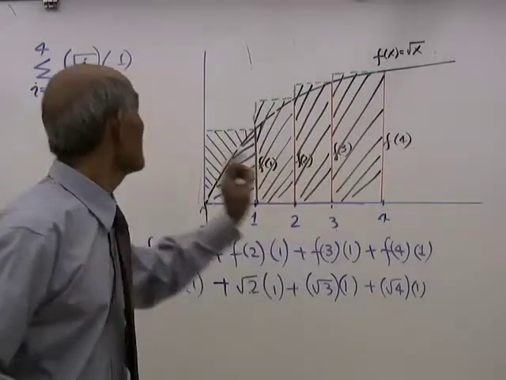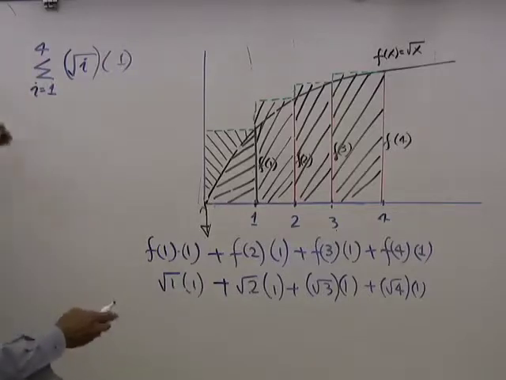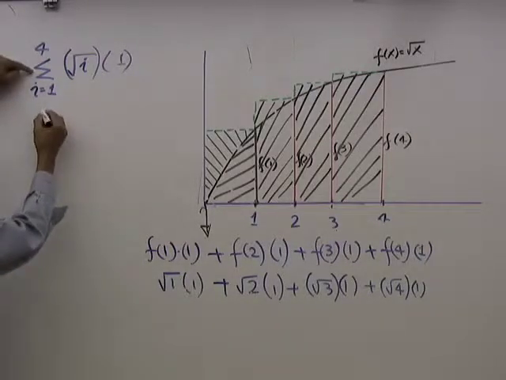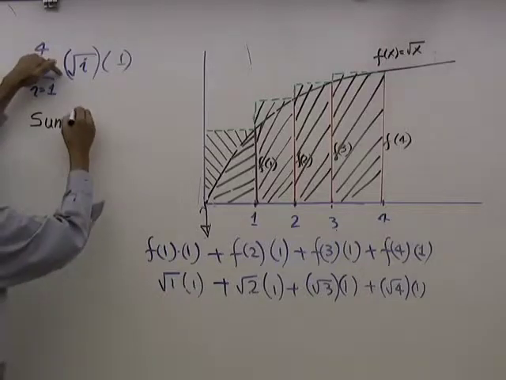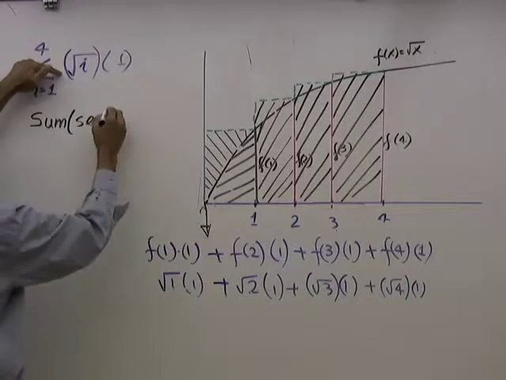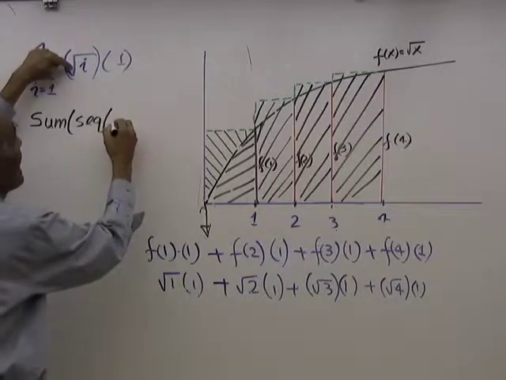First of all, how do we enter this in the calculator? This is the way. I'm going to show you the various steps that you need to take. It will be entered like this. Sum of what? Sum of a sequence. So, sum sequence, what sequence? Our sequence is square root i.